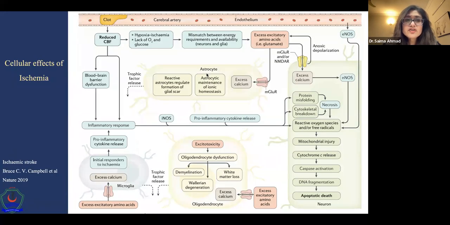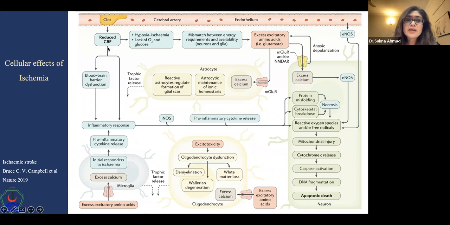This is a picture which I have taken from Nature 2019, a very beautiful article. It tells us about the cellular effects of ischemia. Whenever the blood vessel is clogged with a clot, there is reduced cerebral blood flow, and then there will be a lack of oxygen and glucose. Due to this, there will be a mismatch between the energy requirements and availability. Eventually there will be calcium excess, and it will lead to apoptotic cell death.